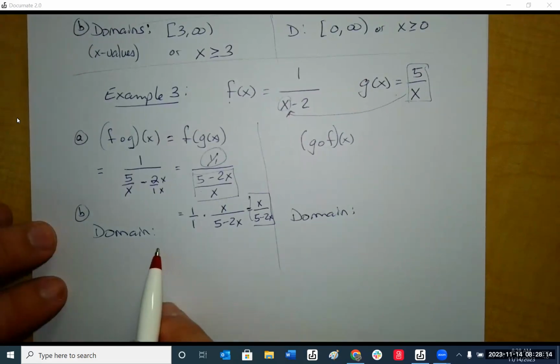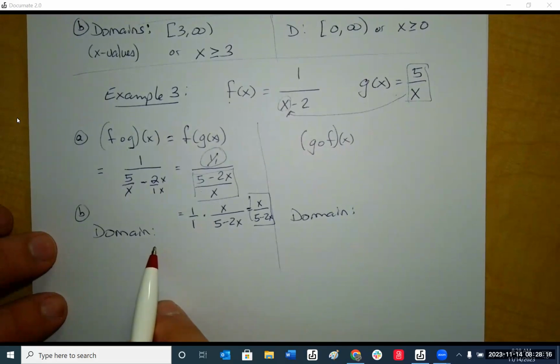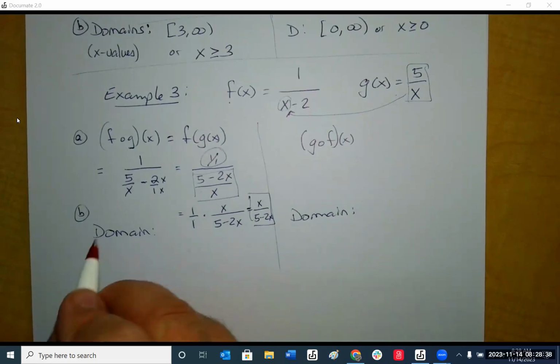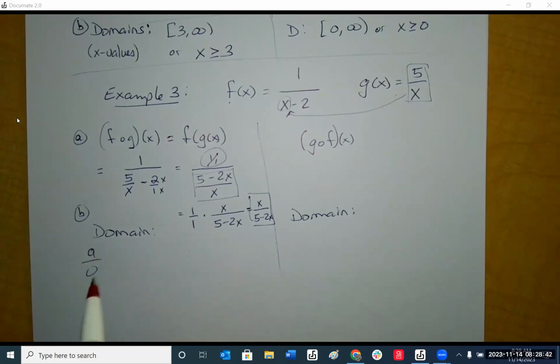So what's the domain? What's the only rule we know about fractions? You can't have what on the bottom? You cannot have a 0. You can have a positive, negative, or any other number, you can have that. You just cannot have a 0 on the bottom. If you do that, that's undefined.